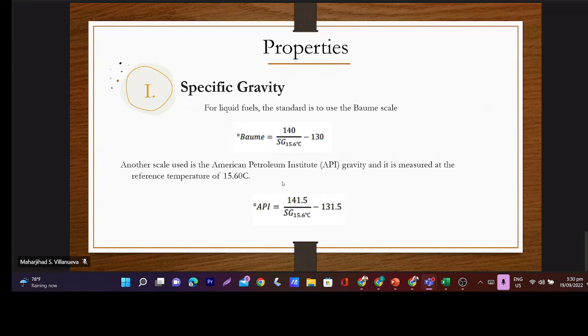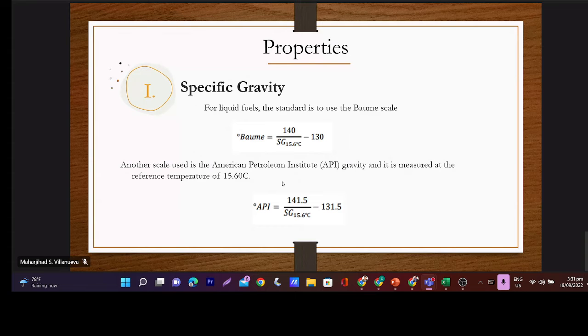Sensya po. So, sa property naman po ng liquid fuel ay yung specific gravity. Yung specific gravity ay the density of the fuel divided by the density of the water at the same temperature. So, for liquid fuels, the standard is to use the Baumé scale. Yung pronunciation po ay Baumé.